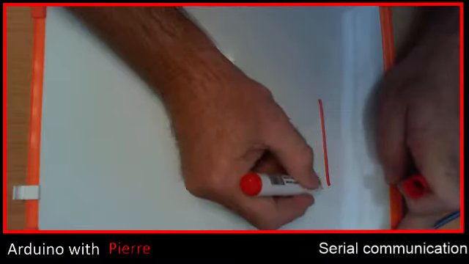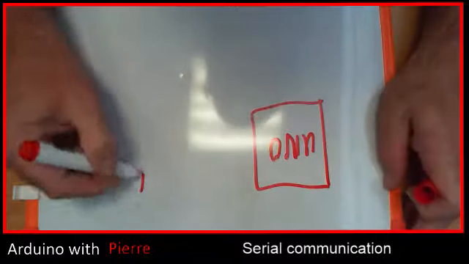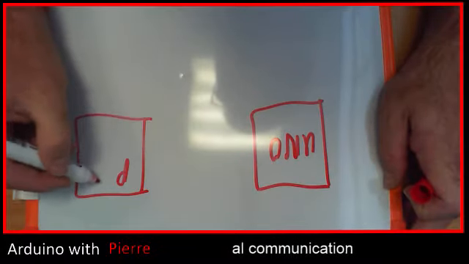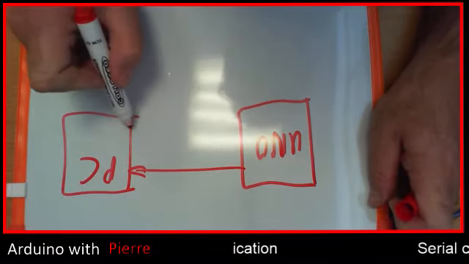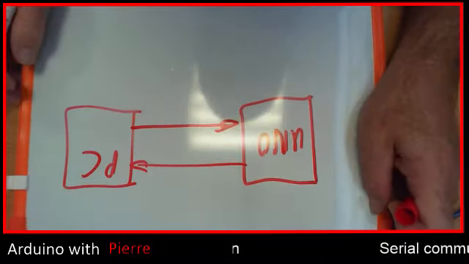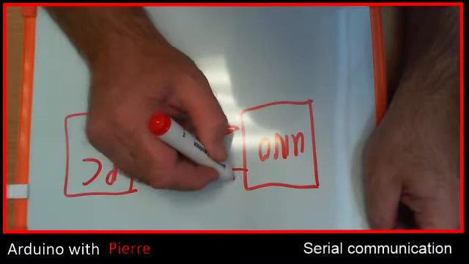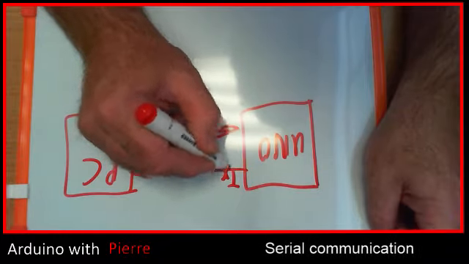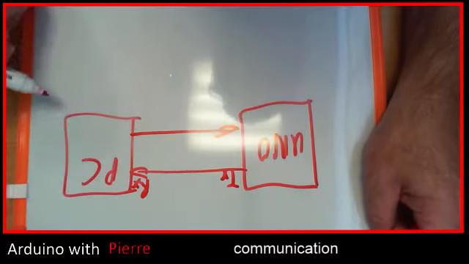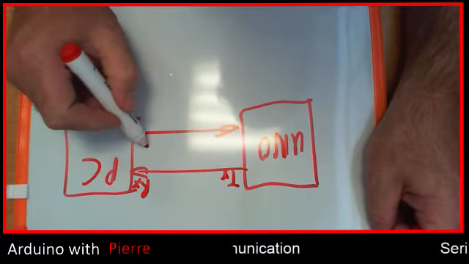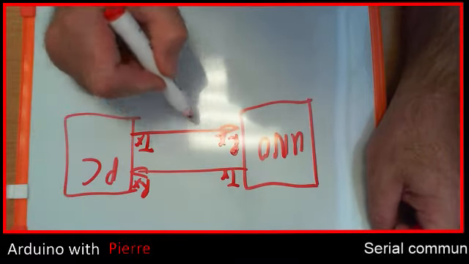Right, so let's say we've got our Arduino Uno and we've got our PC. We want to communicate from the Arduino to the PC and also from the PC back to the Arduino. So this line will be our TX line on the Arduino, and it will be our receive RX line on our PC, and this one will be our TX on the PC and our RX on the Arduino.